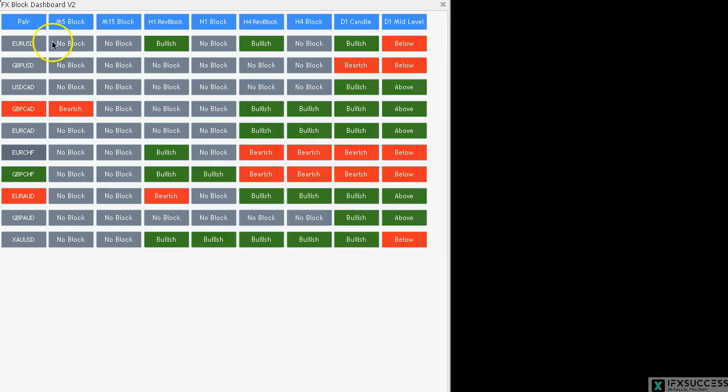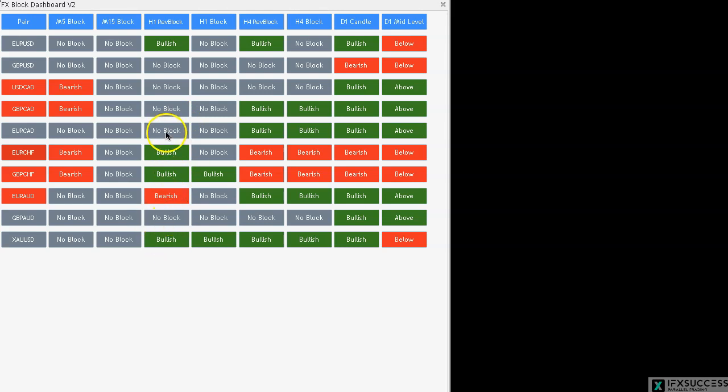I just randomly picked a few pairs in here. I don't trade all of them, but I'm just giving you an example. If we only concentrate on the H1 blocks right over here, we can tell that out of all these pairs, we have 1, 2, 3, 4, and 5 that are at most 1 day old. Okay, that is going to be very helpful. Maybe later today, at the end of the day, we might get more blocks that we can plan for tomorrow. So at least I have a couple of pairs that I can take a look at.